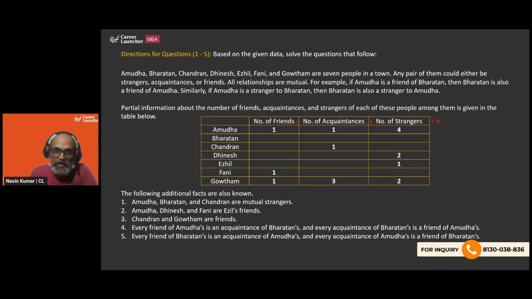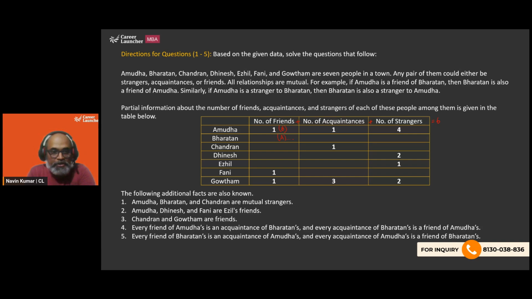Another, suppose I get to know that A and B are friends. So this one friend of A, if I consider that to be B, then B will also have a friend, which is definitely A. There may be more people, but A will be there. So basically, whenever we write down the name of a person who is a friend or an acquaintance or a stranger along a particular person's name, then vice versa, the other person should have that person's name in front of it.